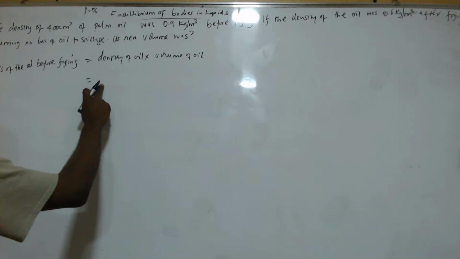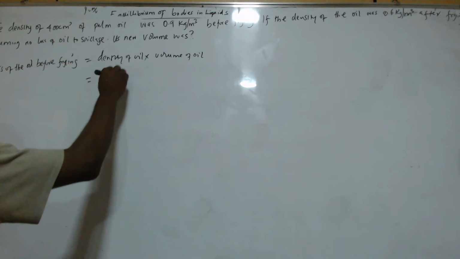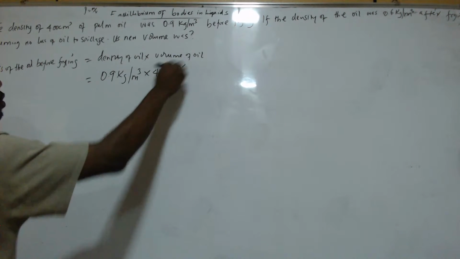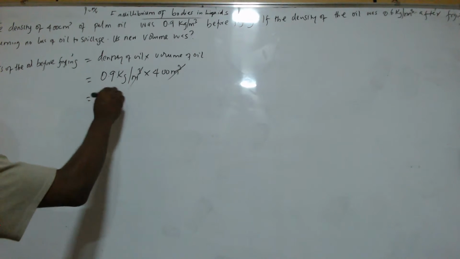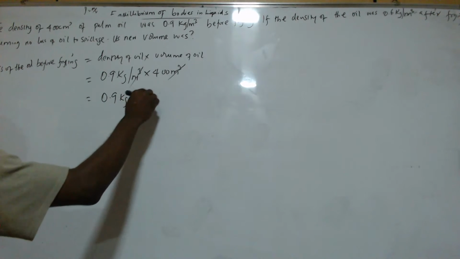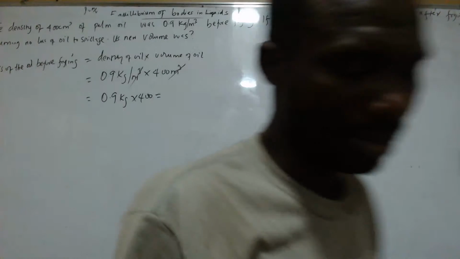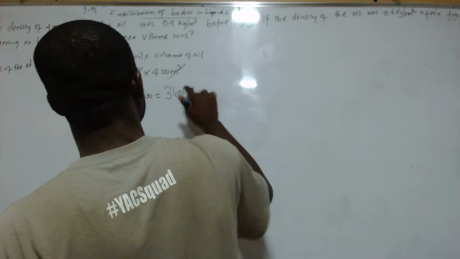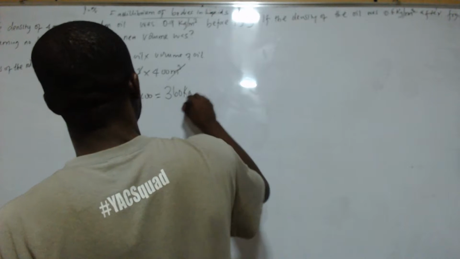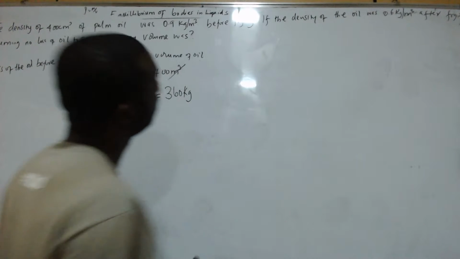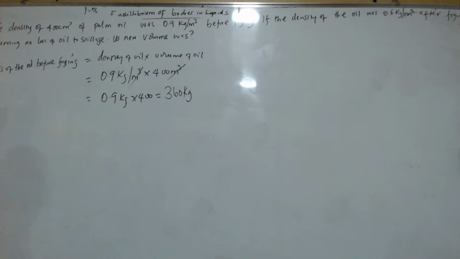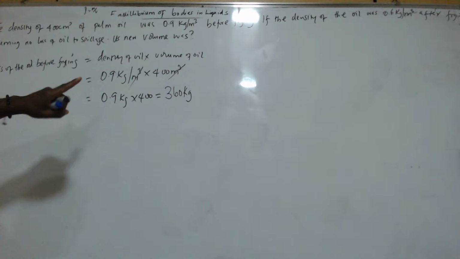So density here will be 0.9 kg per meter cube multiplied by 400 meter cube. So meter cube cancels meter cube. We have 0.9 kg times 400 to give us the mass of the oil. So we have 360 kg. That was the mass of the oil. Now, if the density of the oil was this after frying, assuming no loss of oil to spillage, new volume will be.